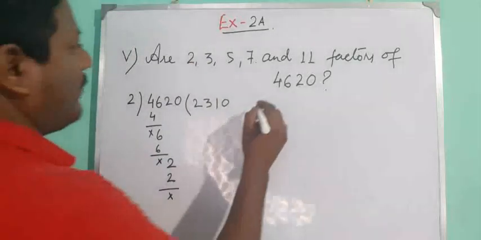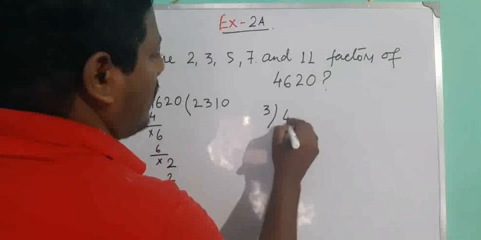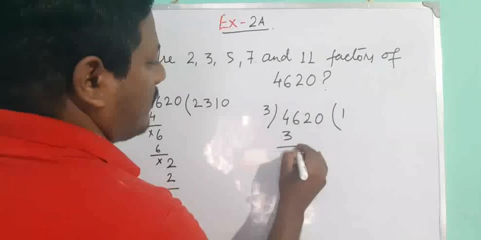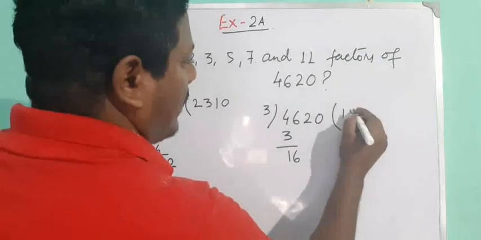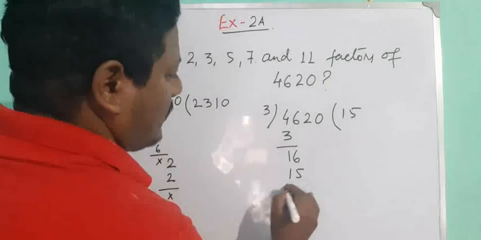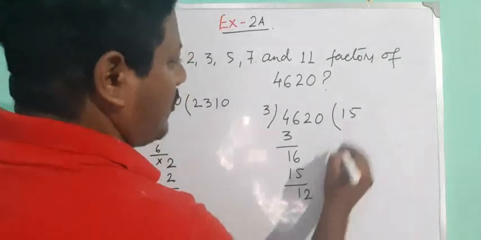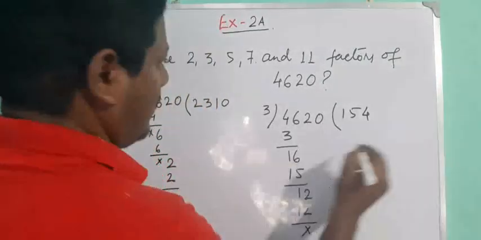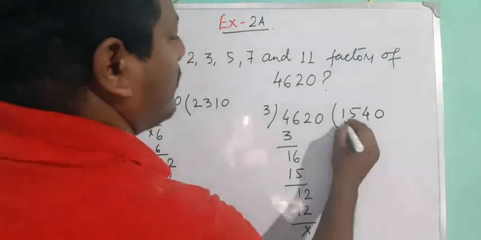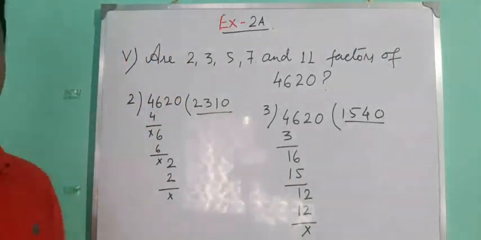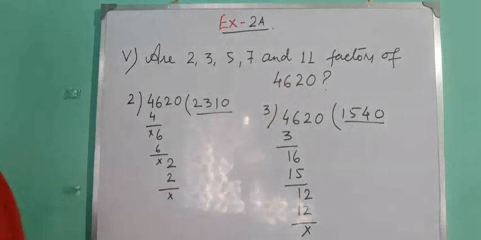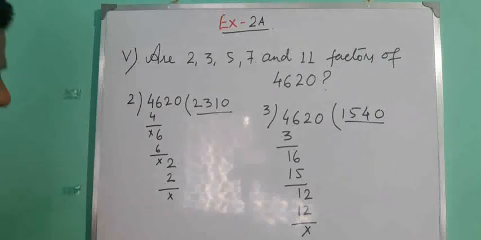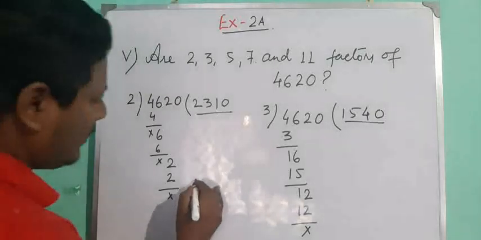Check 3, whether it goes by 3 or not. 3 ones are 3, 5, and 2 will come down. So it also divides, which means this is also a complete division. So 3 is also a factor of this number. Now 5 can also be a factor of this number because 0 is there. Just check 7. Let us check 7.